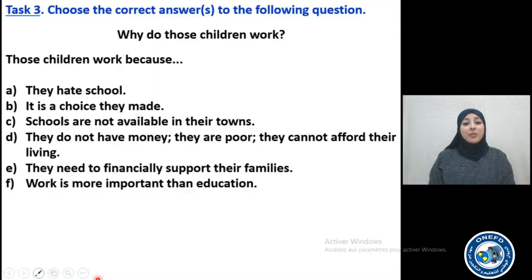Task 3. Choose the correct answer or answers to the following question. Why do those children work? Take time to read the causes and choose the correct one.